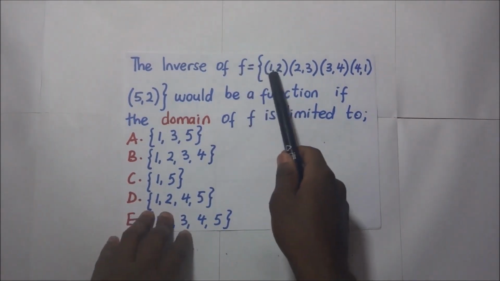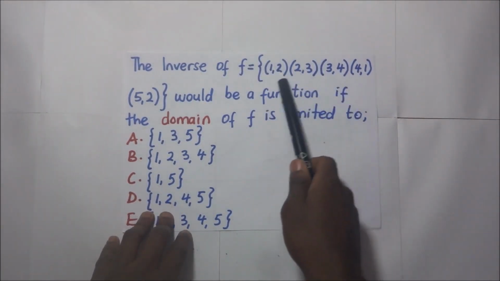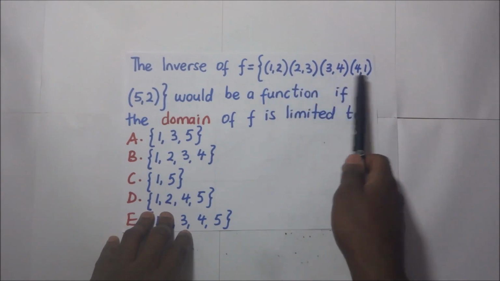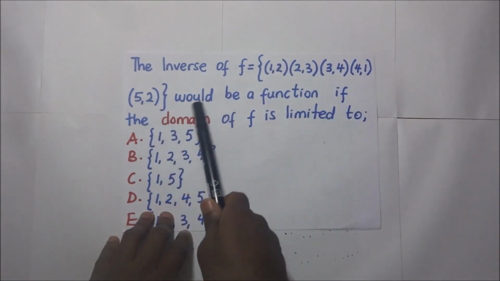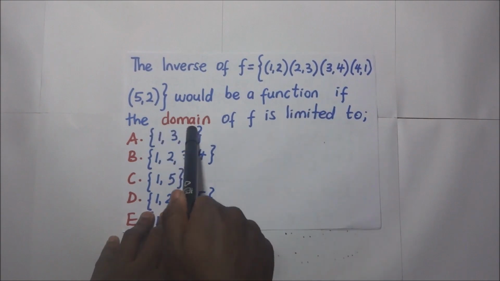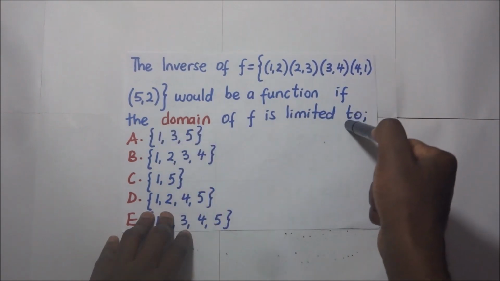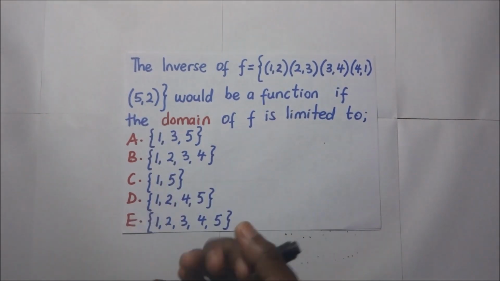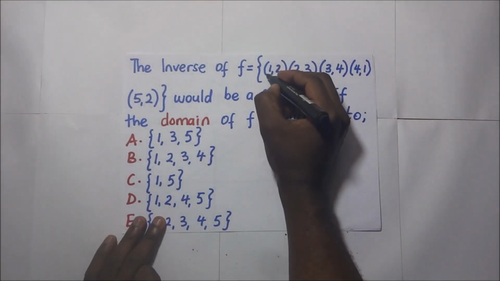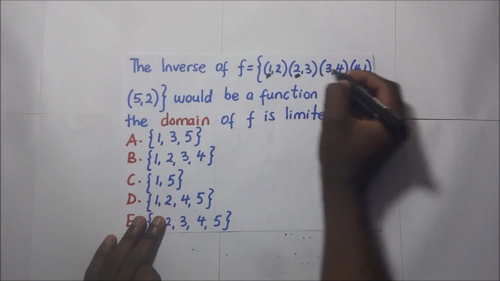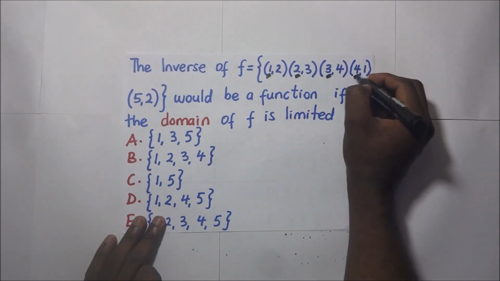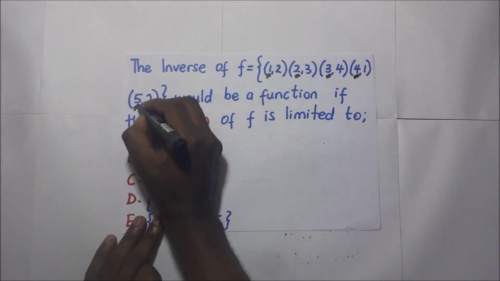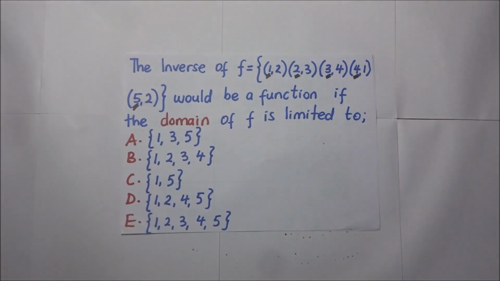Another here, the inverse of this function f. This function f is in the form of ordered pairs: 1 2, 2 3, 3 4, 4 1, and 5 2. It would be a function if the domain of f is limited to... Now by the domain we are talking about the values of x. We have 1, 2, 3, 4, and 5.